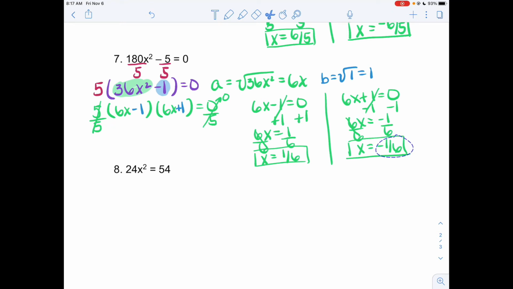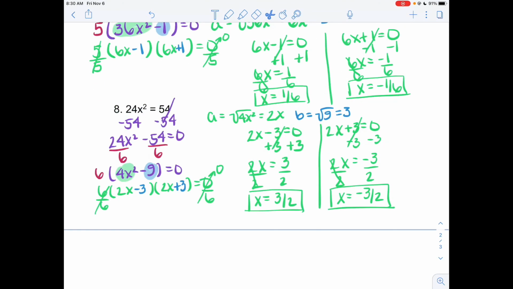Go ahead and pause the video here and try number 8 on your own. Come back to see how you did on this final problem. Let's go over the last problem.